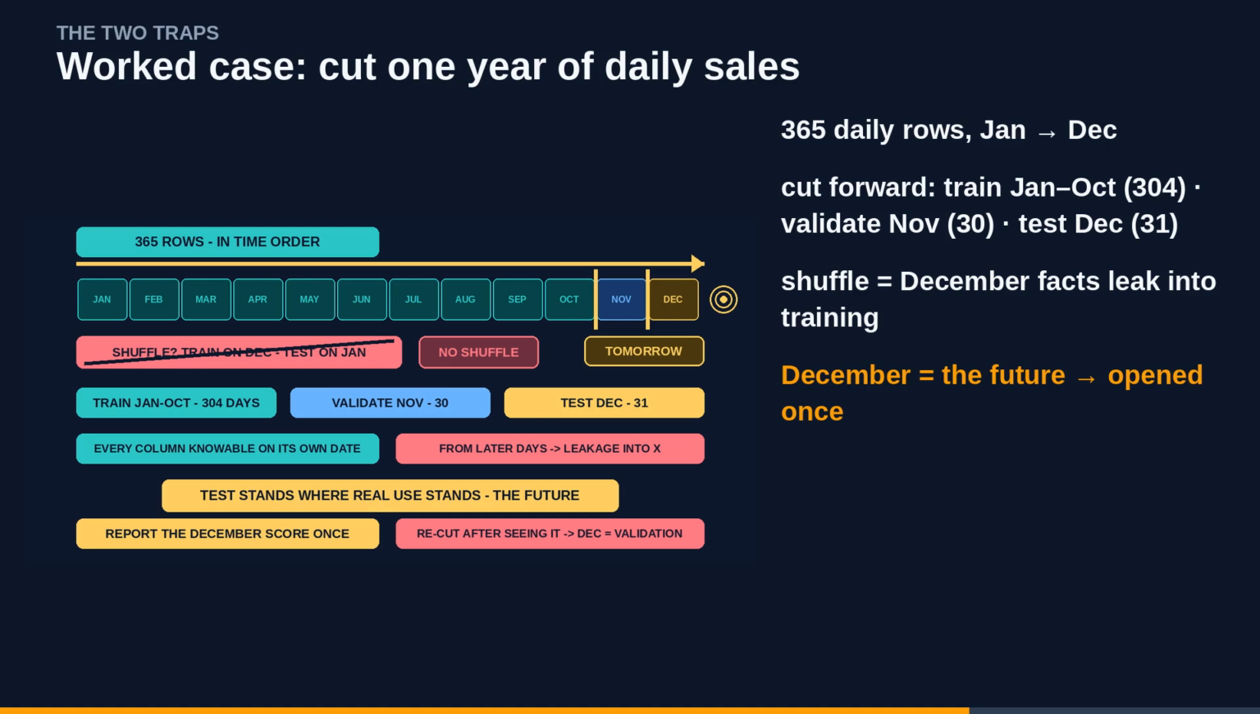Train January to October, validate on November, test on December. The cut moves forward in time, and December opens once. The trap: the library default shuffles. For time-ordered rows, the default is the cheat. Slice by date instead of calling the shuffling cutter.